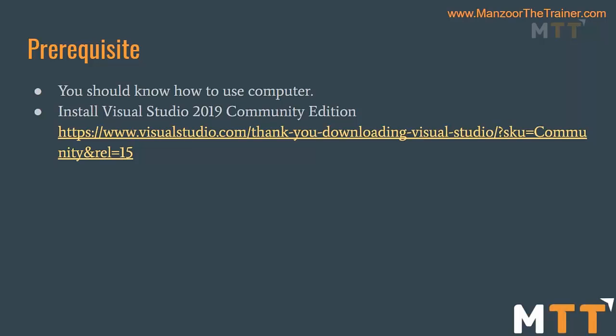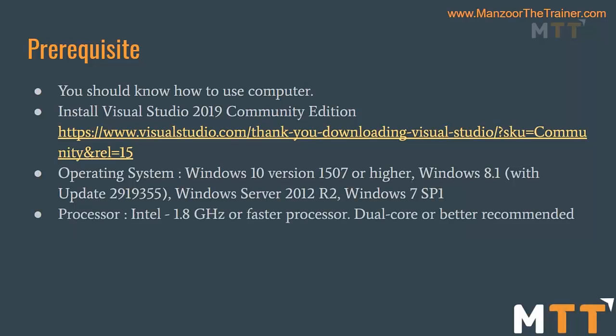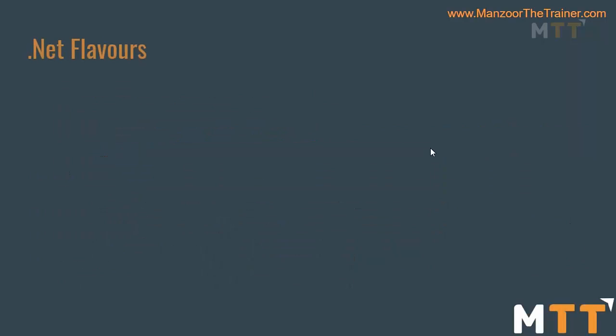If you have some basic understanding of programming, that is well and good. And you need to install Visual Studio 2019 Community Edition. This is free. You can get it for free. And these are the operating system requirements. These are the processor requirements, RAM, hard disk. So these are the things that you need to have. I hope everybody might have installed Visual Studio 2019 Community Edition on your systems.